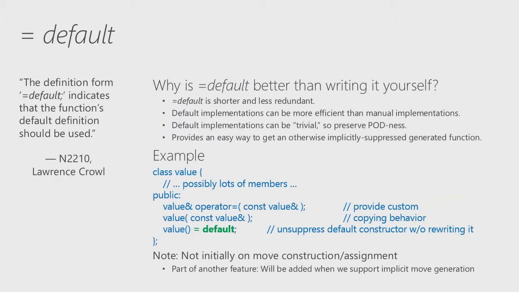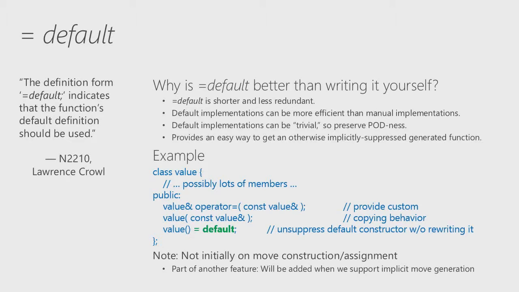Speaking of defaults, let's talk about this next feature of equals default. Sometimes you want the compiler-generated version of a function, but because of something else you've done in your class, you may have suppressed it. But really, the compiler-generated constructor, say, or assignment operator, would do you just fine. Instead of having to write it yourself by hand, you can now say equals default.